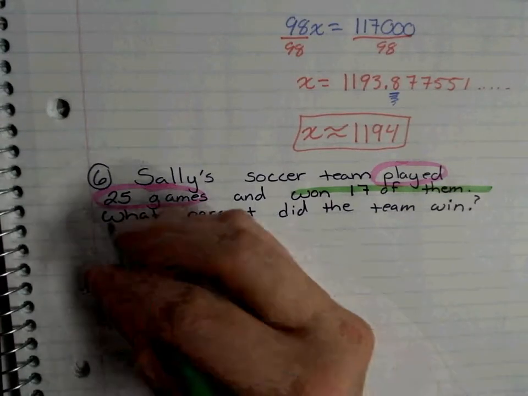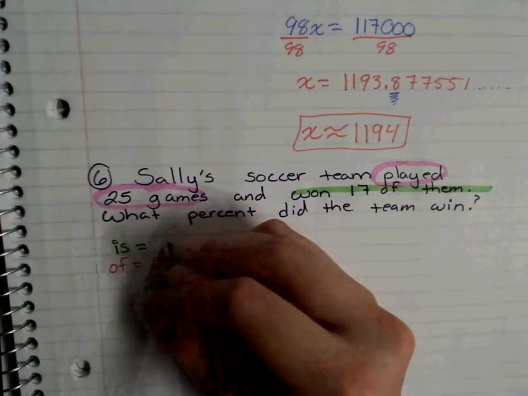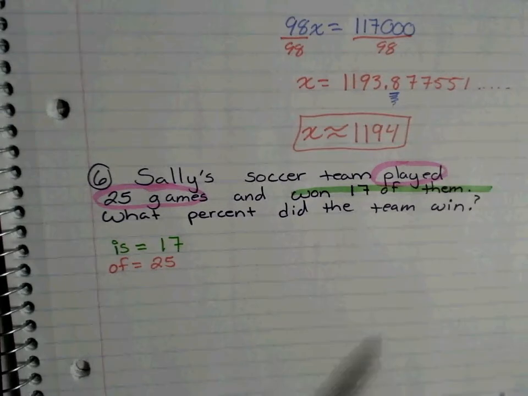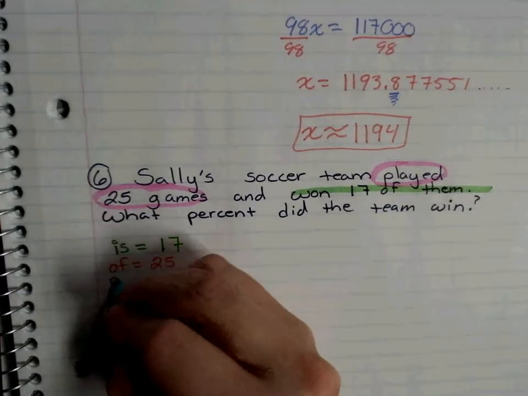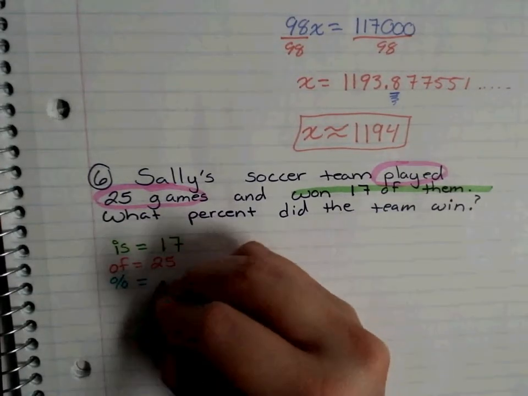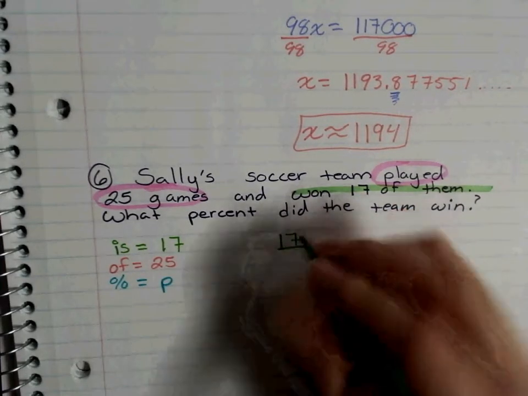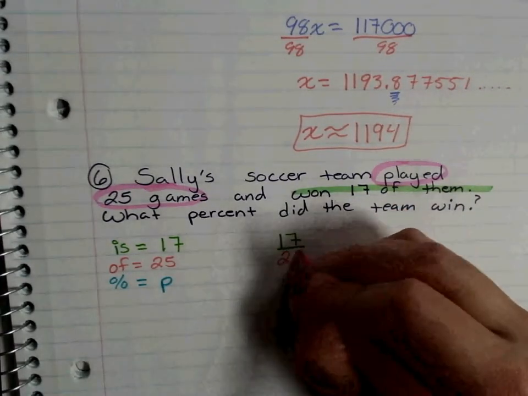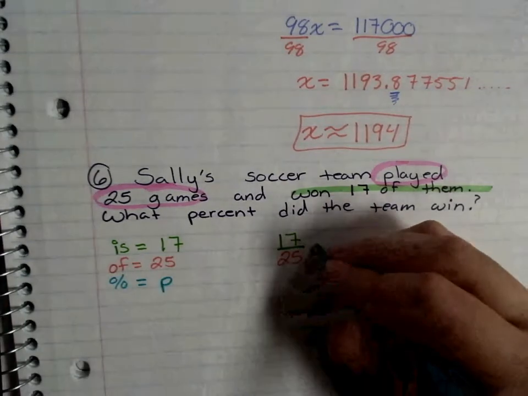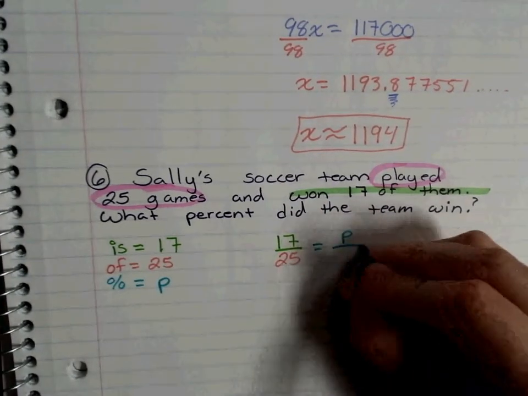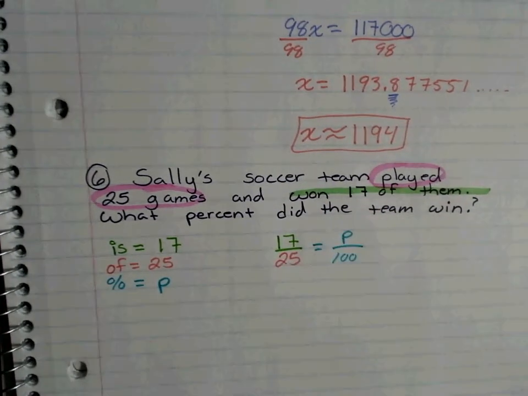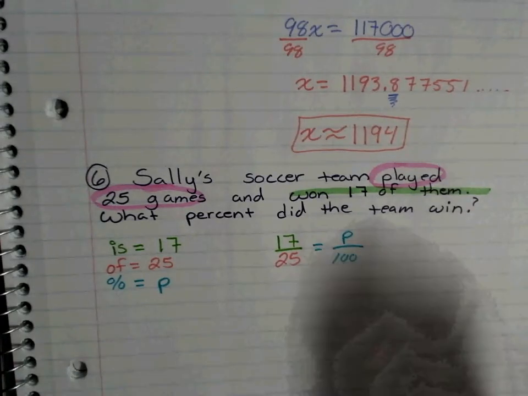How many games were actually won, that's the is value. That's the part. You won 17 of those games. And then the percent is the value that's missing, so we'll let that be the P. Okay, then we set it up. 17 over 25 is going to be equal to the percent that's missing out of 100.